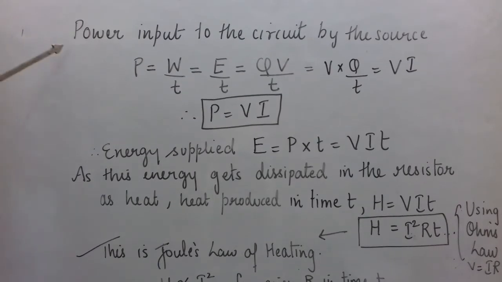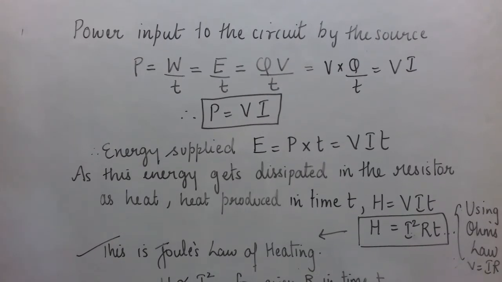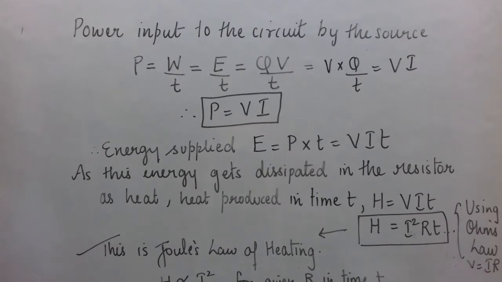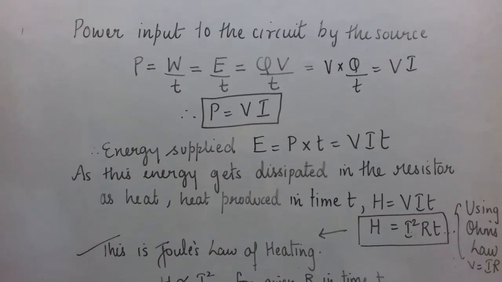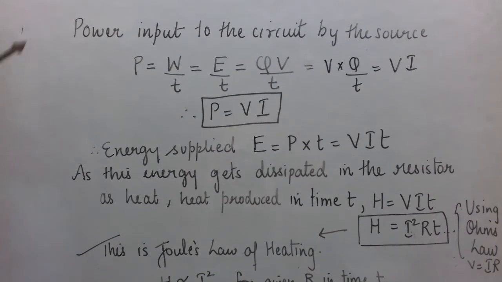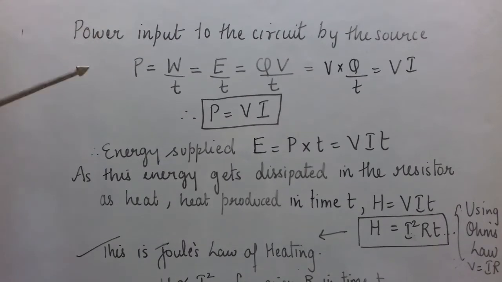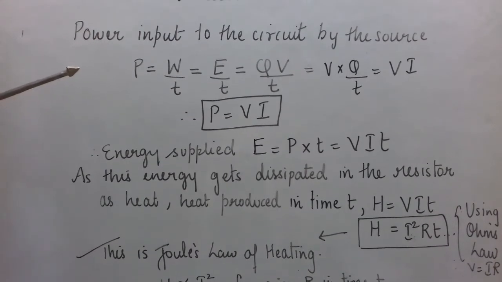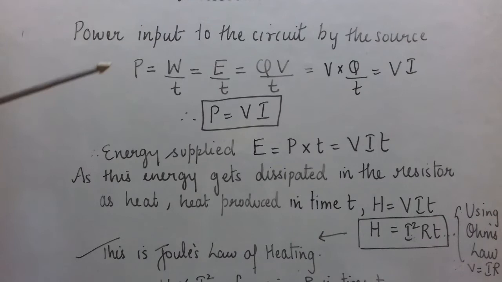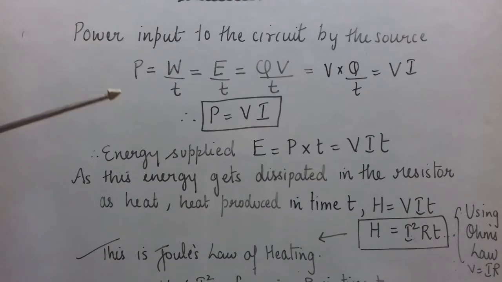So now, power input to the circuit by the source. You have studied the definition of power in your 9th class. Power can be defined as the rate of doing work, or work done in unit time, and as energy and work are equivalent, we can say power is energy consumed in unit time, or the rate of consumption or transfer of electric energy. So here power input to the circuit by the source P is equal to, if we take the definition of work done in unit time, then W upon t, or energy transferred or consumed in unit time, then E upon t, where E is the energy transferred or consumed in time t.